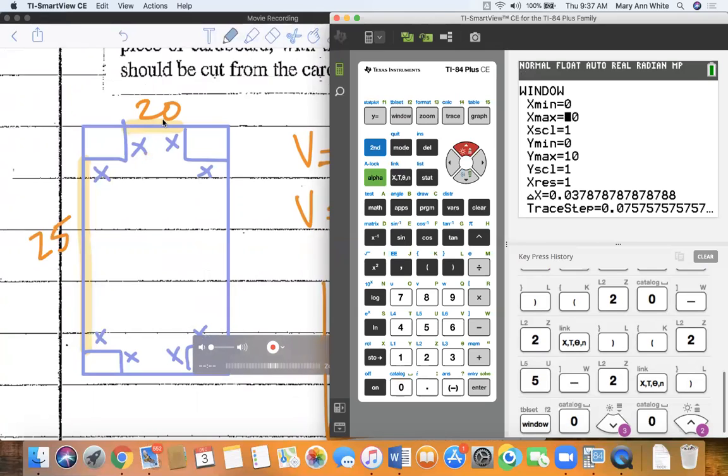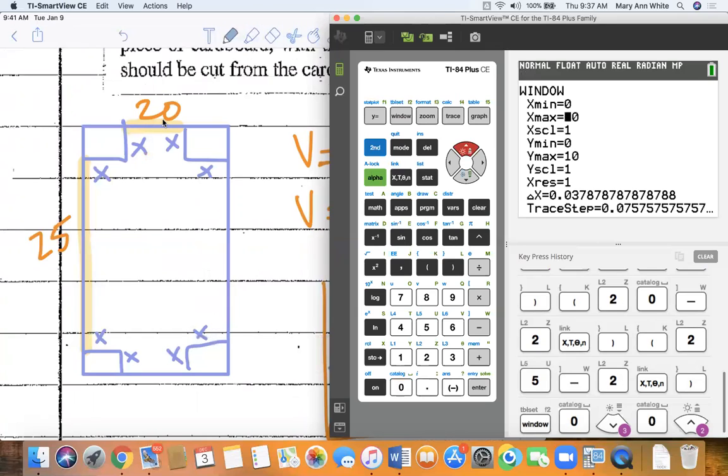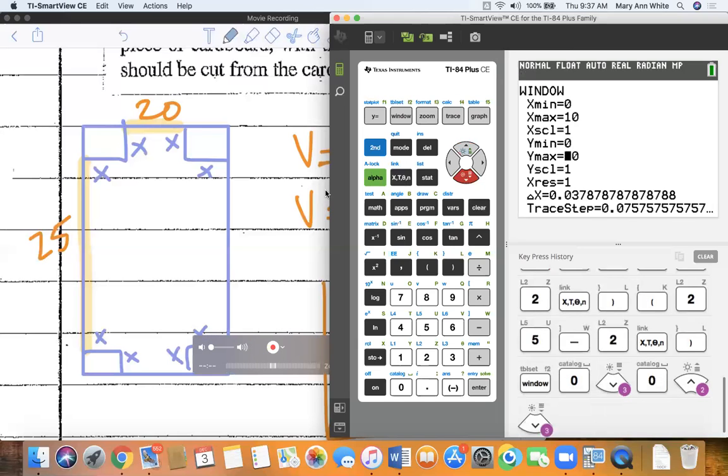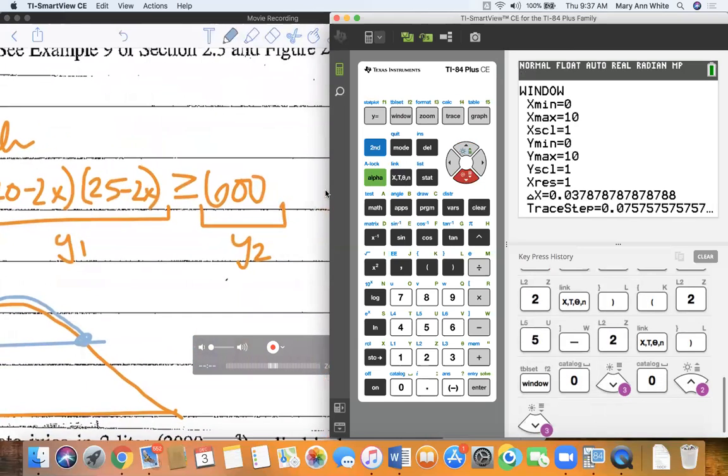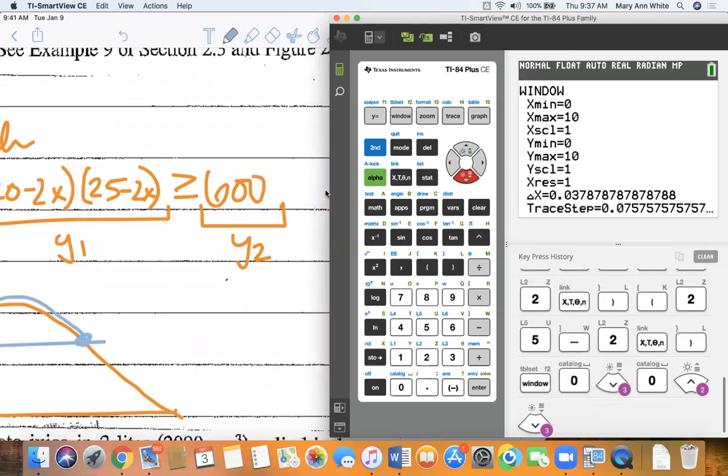There's no way for us to cut more than 10 off of both sides, because then we come to a place where we physically cannot cut any more off. For my y's though, I've got to use some context clues. Since it says that the volume we want is at least 600, I need to go to at least 600 on my y max. I'm probably going to go a little bit bigger. I am probably going to try 1,000. I'm nervous if I only did 700 or 800, I wouldn't get the whole graph.